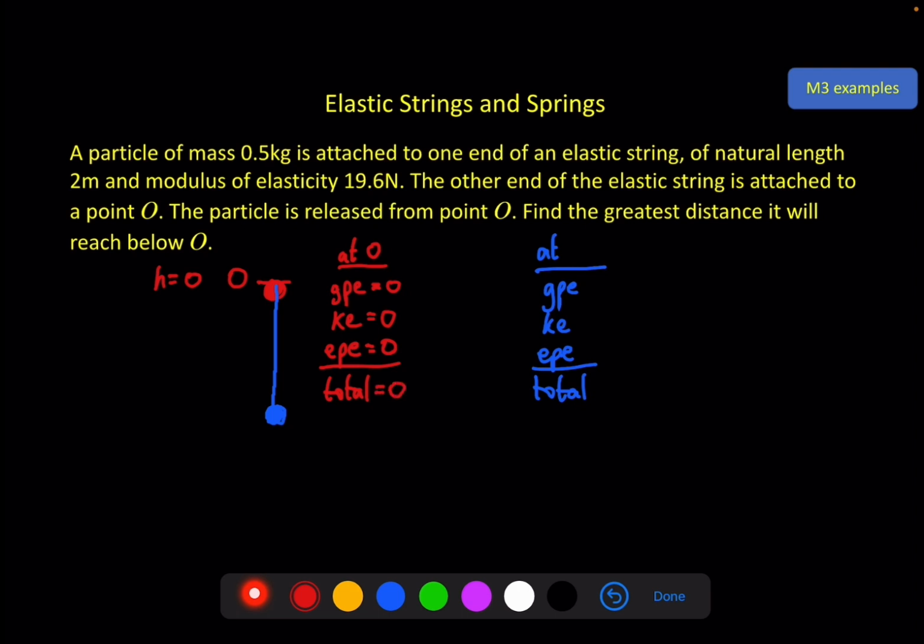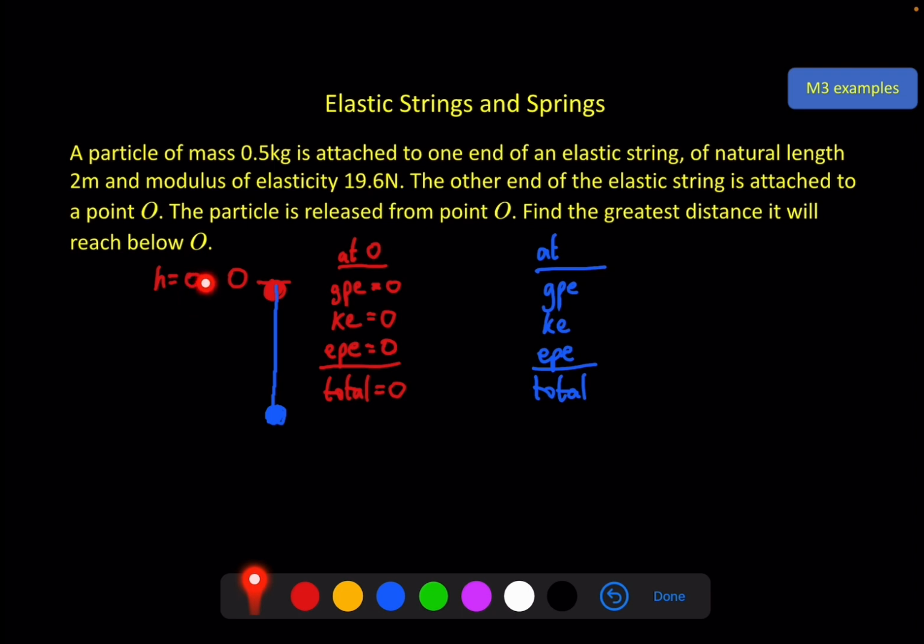Now don't worry about that, because as it drops, remember relative to this point, the gravitational potential energy will become negative, and so the elastic potential energy can be positive to give a total of 0 there. It might look a little bit funny, but that's just because of how I've chosen my h equals 0 level.